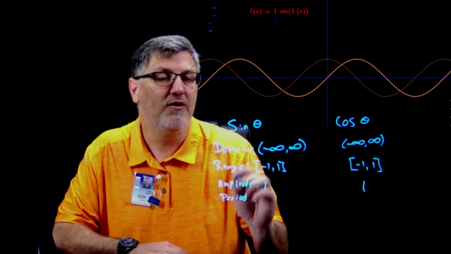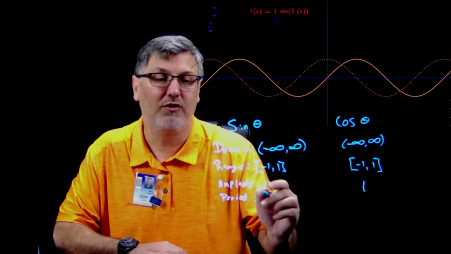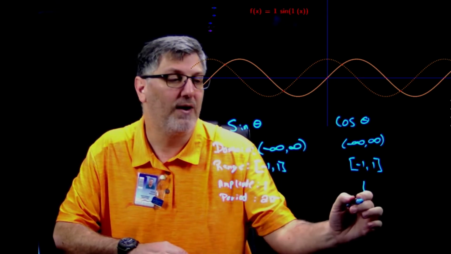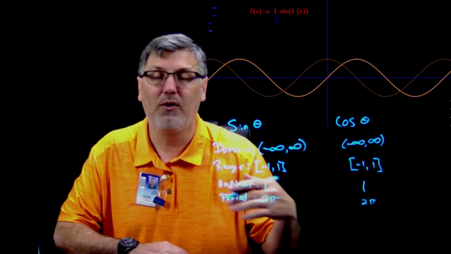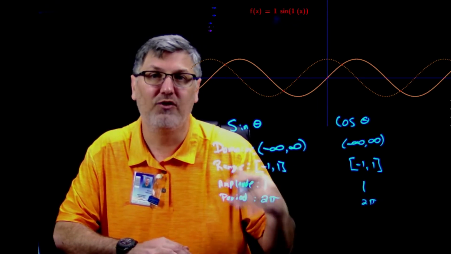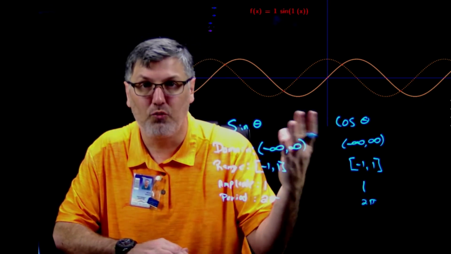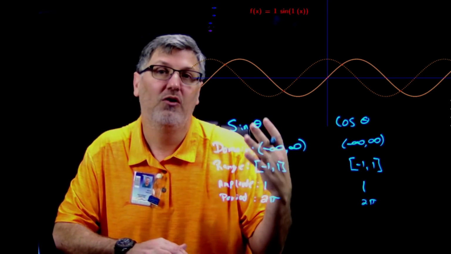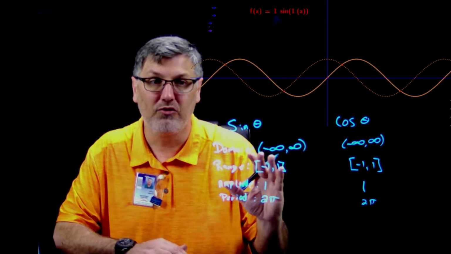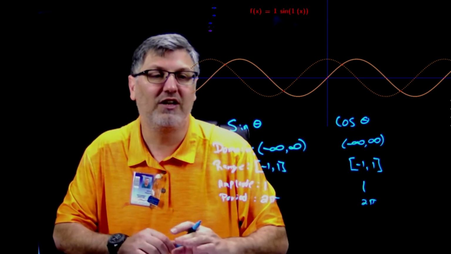And then my period for both of these, that means how long it takes to repeat, is exactly 2 pi. So that means that wave starts to repeat itself every 2 pi or 1 full revolution, because as we've discovered, this wave does come from a circle, which is 2 pi radians in 1 revolution. So those are some basic key features.